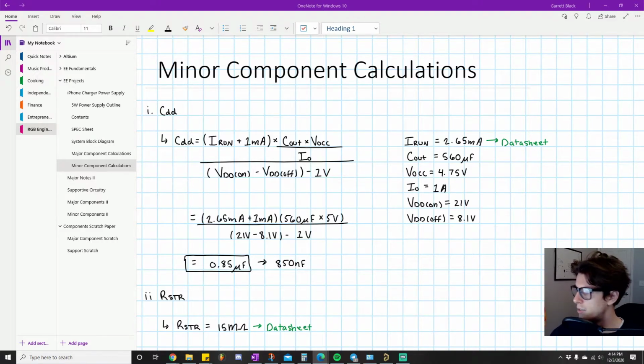So I run is in table 7.5 and refers to the supply current for running. I chose the maximum value of 2.65 milliamps, and again, I got that from the data sheet. We have Cout. If you look at Cout, it doesn't actually match what we solved for our capacitor, so I chose a value that was much greater.